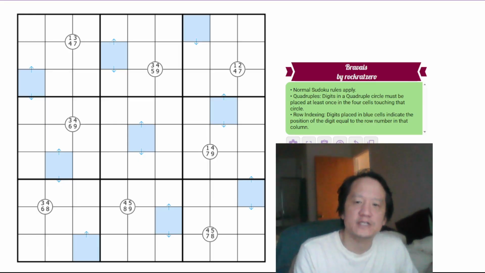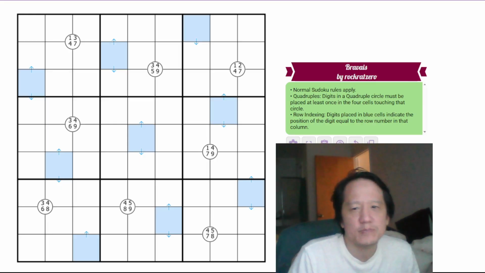Today's very easy puzzle is called Bravais, I believe. I don't know how to pronounce it. Bravais? One of those. And it's by Rockrat Zero.